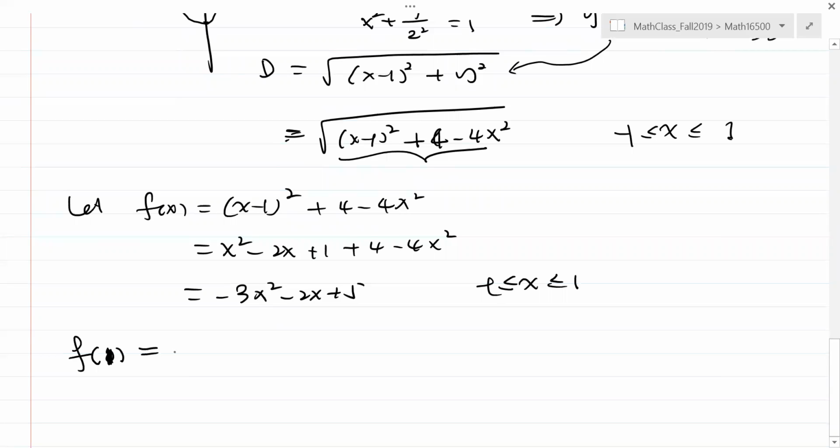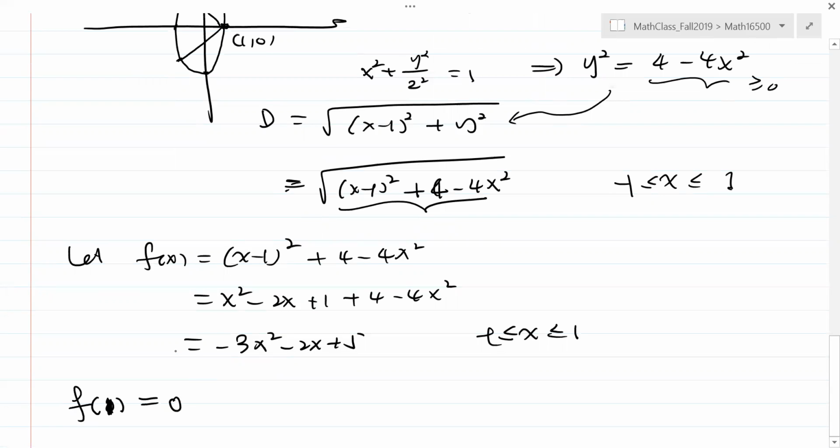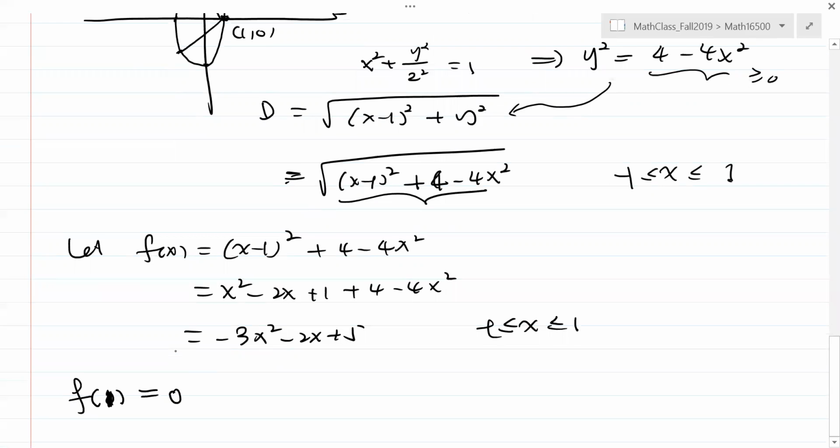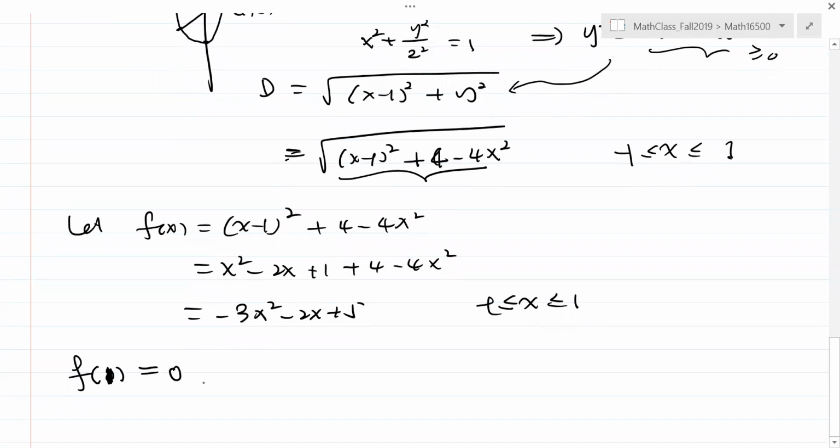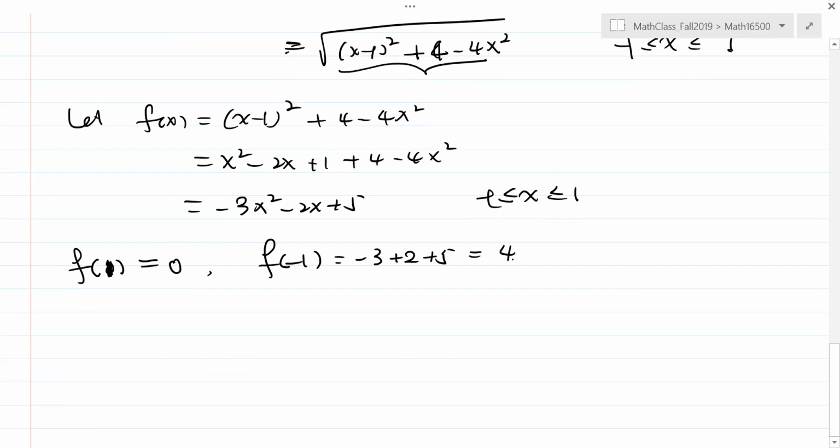When x equals 1, this is 0. Not surprised, because the distance between two identical points will be 0. But when f of -1, then it will be -3 plus 2 plus 5, which is 7. So it's 4.